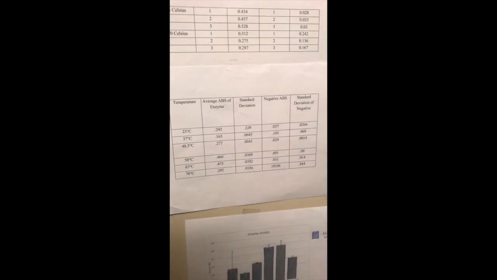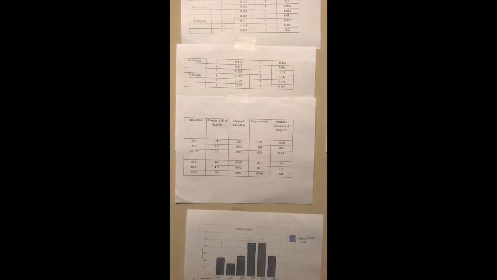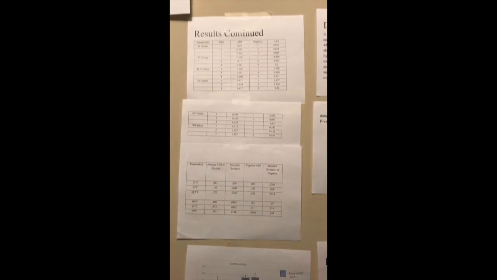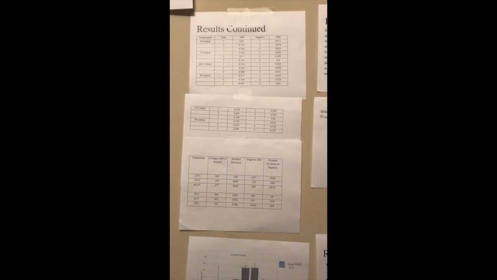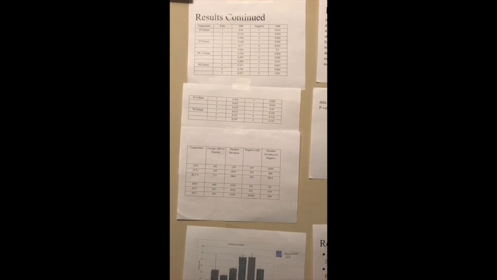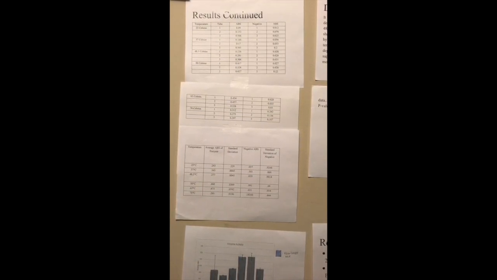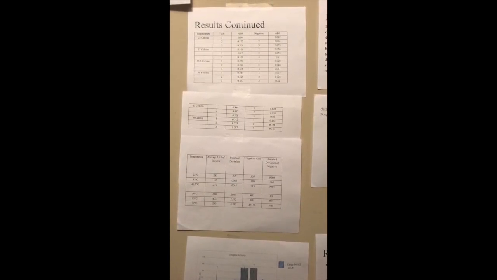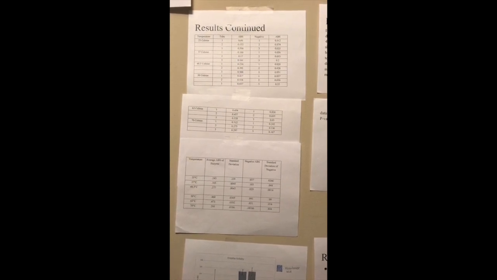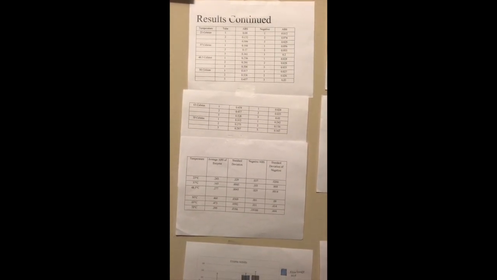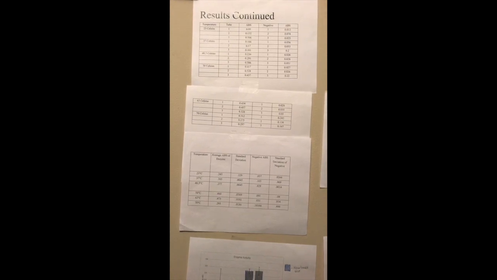Our standard deviations were relatively low, with 23 degrees Celsius being the highest standard deviation. This may be due to mistakes such as possibly forgetting to add TCA. The highest absorbance value was at 63 degrees Celsius, with it being 0.473. After 63 degrees Celsius, the next highest temperature was 70 degrees Celsius. This showed a sharp decrease in enzyme activity, dropping to 0.295.